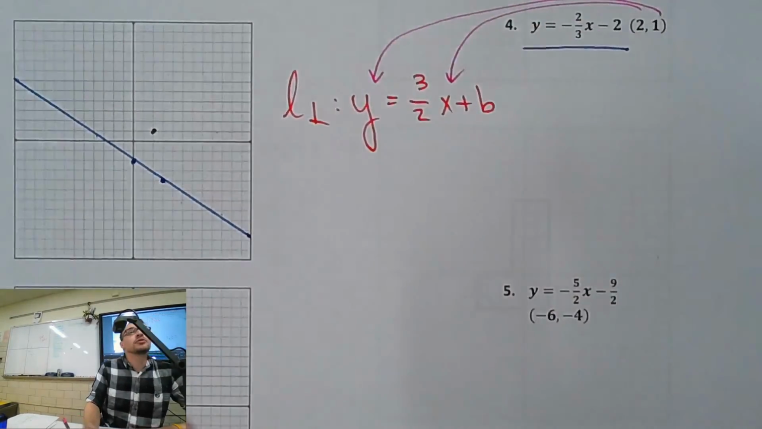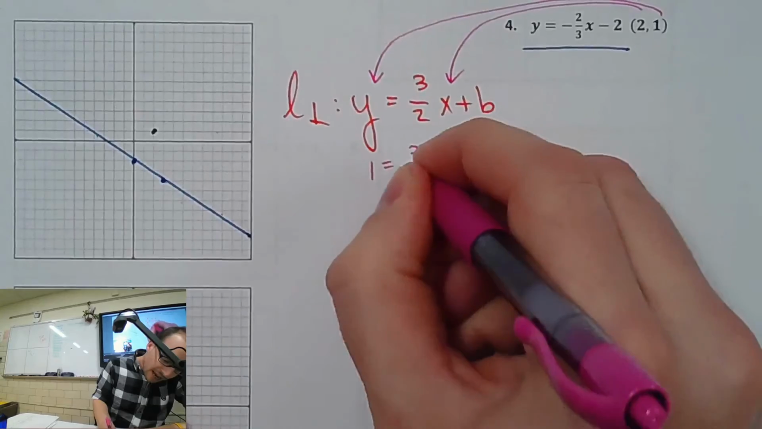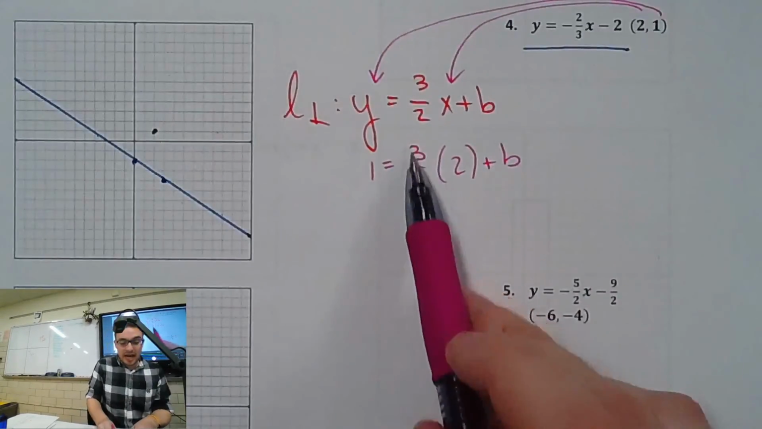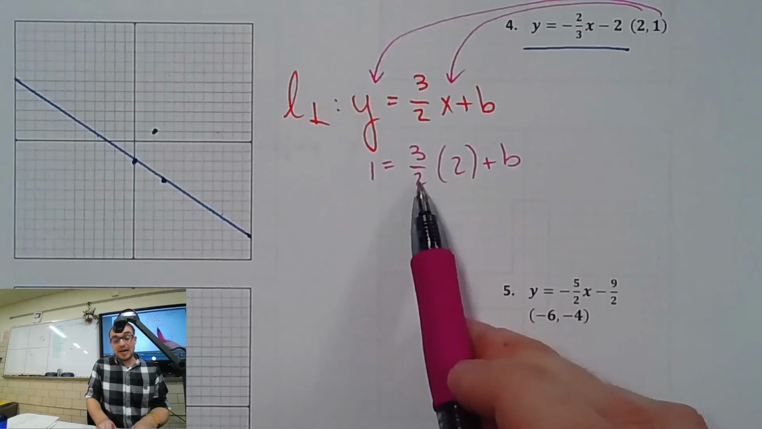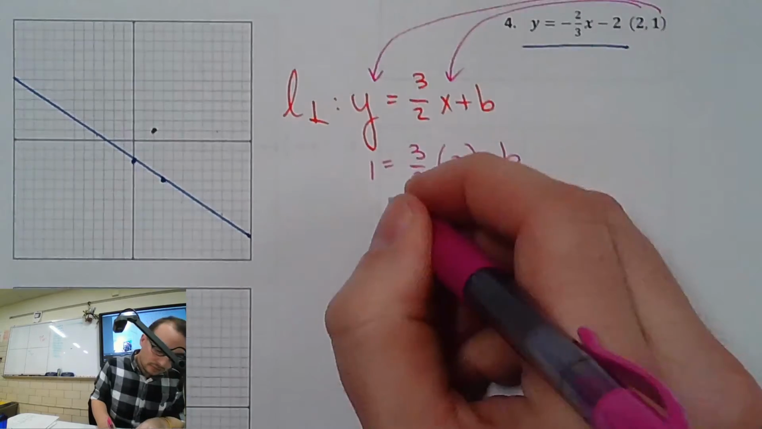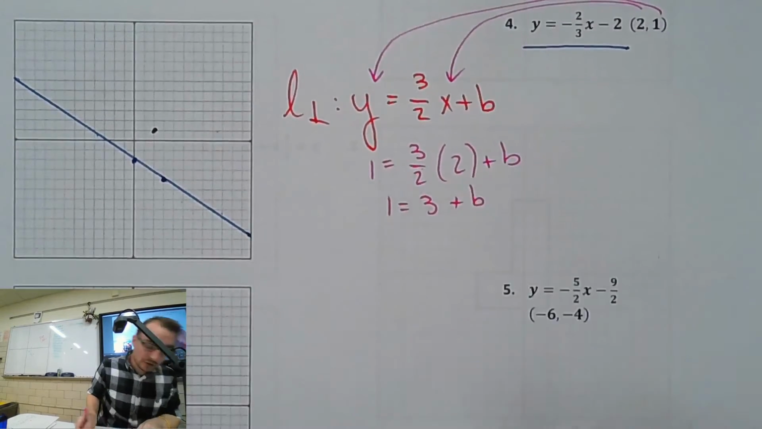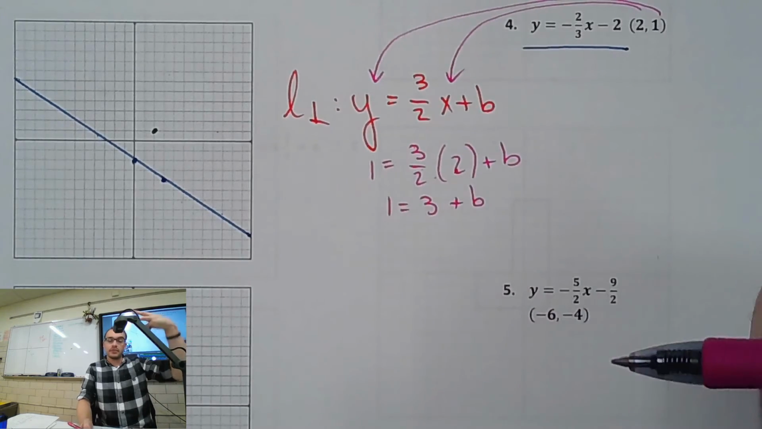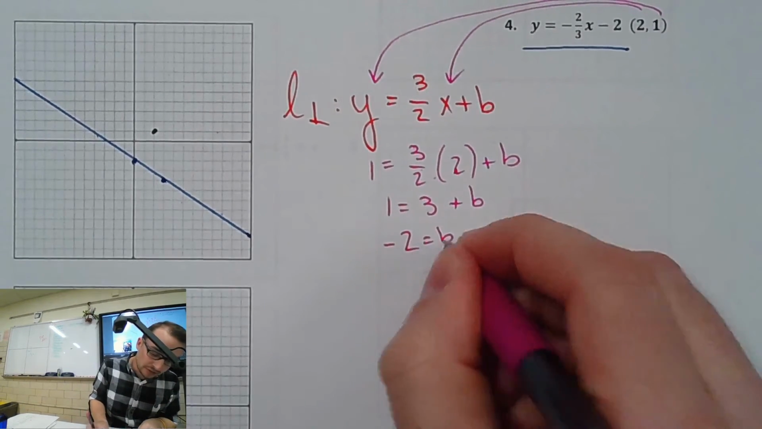Plug in the point I want it to go through, right? What does b have to be to make it go through that point? Let's do math. 3 halves times 2. Well, that's 2 divided by 2, which is 1, times the top, 3. You could have also done 3 times 2 first and got 6, and then divided by 2 and got 3. Subtract 3, turns out b is negative 2.